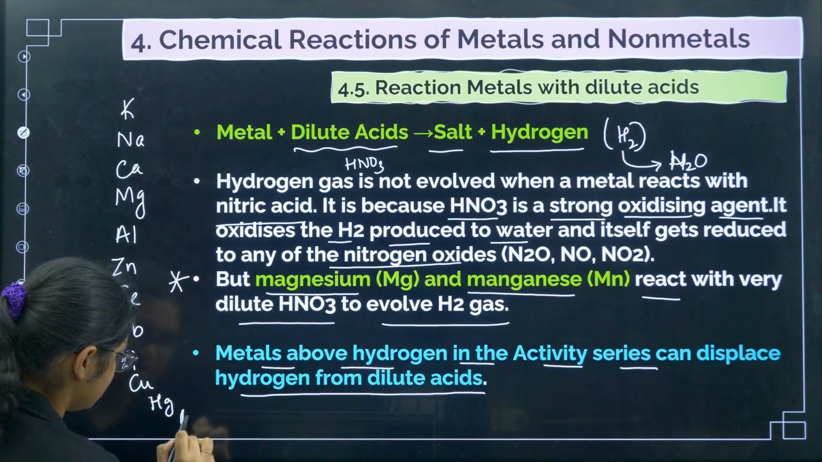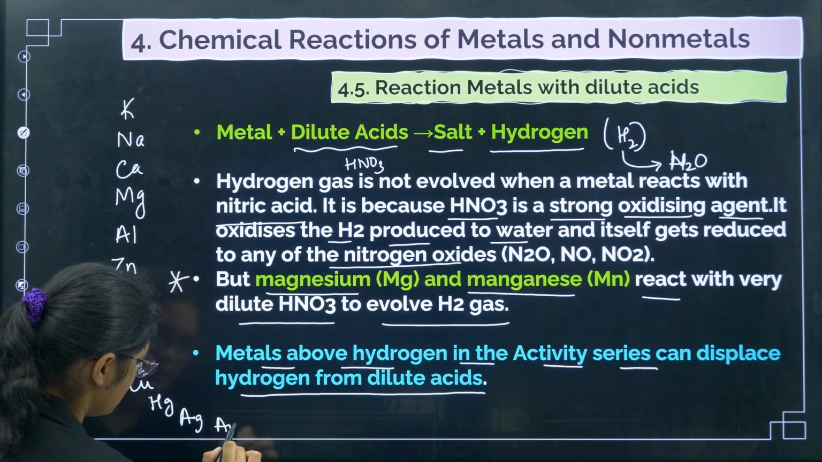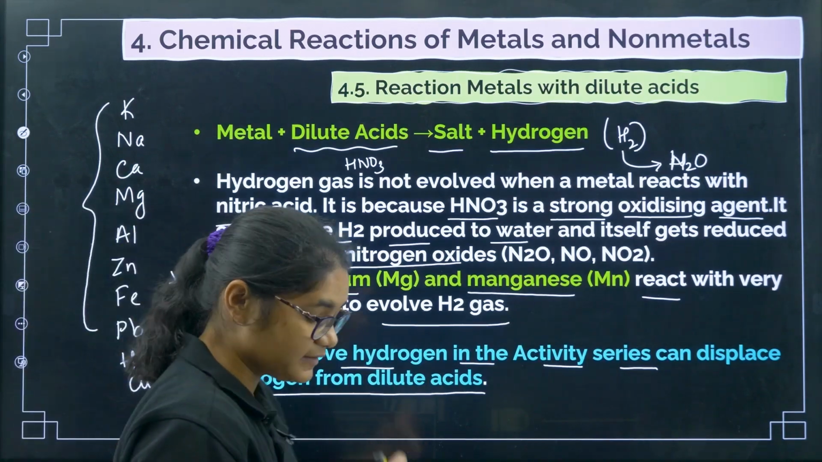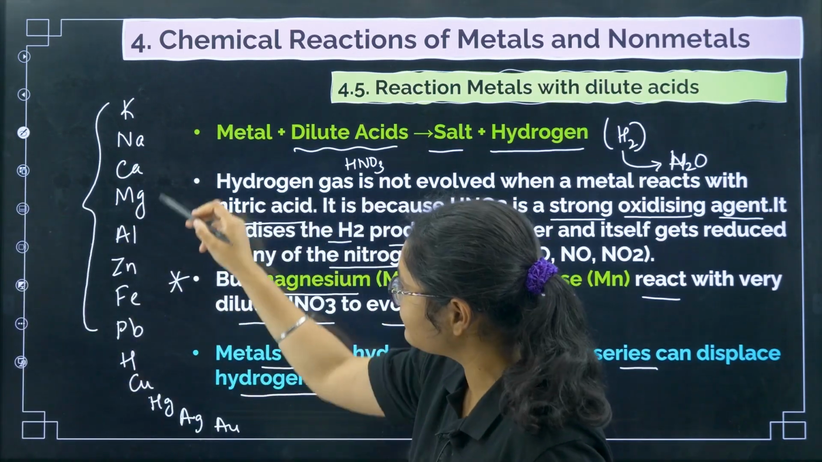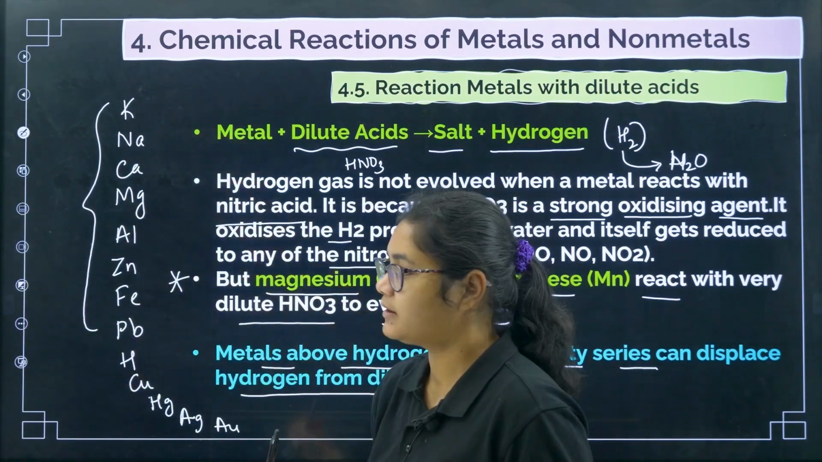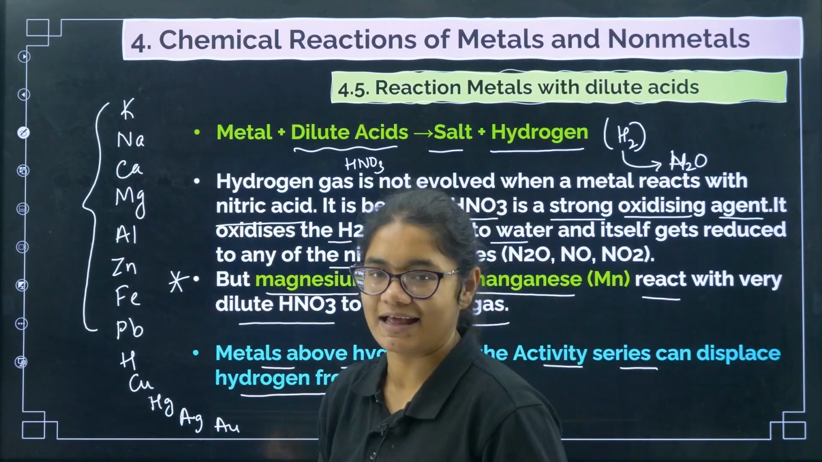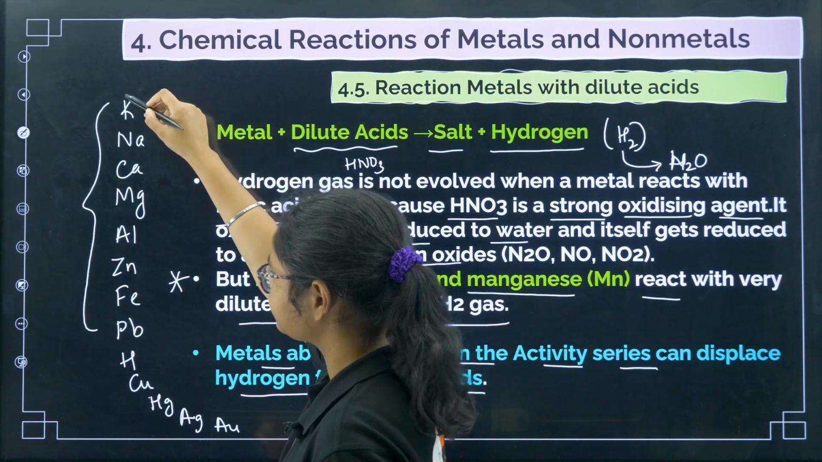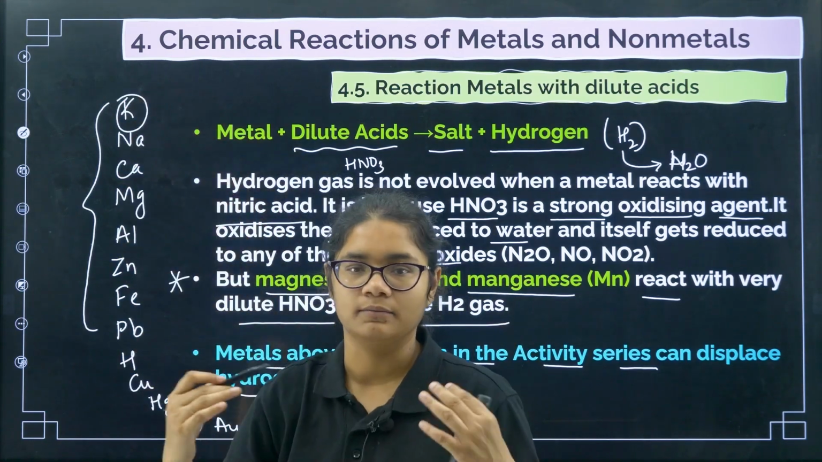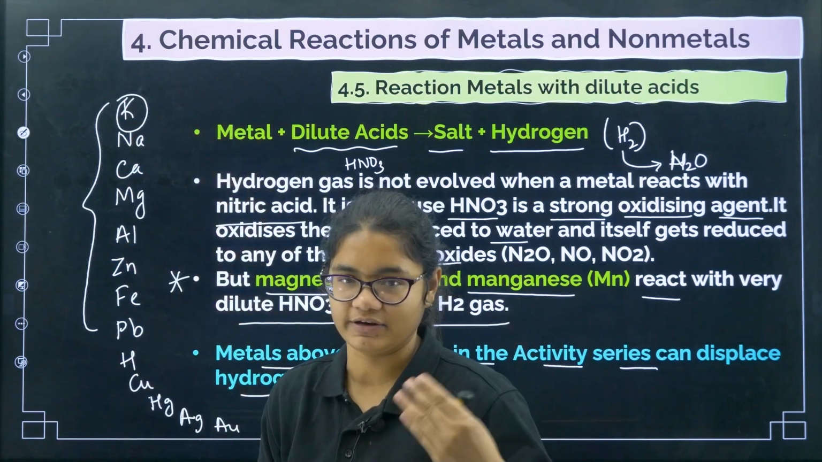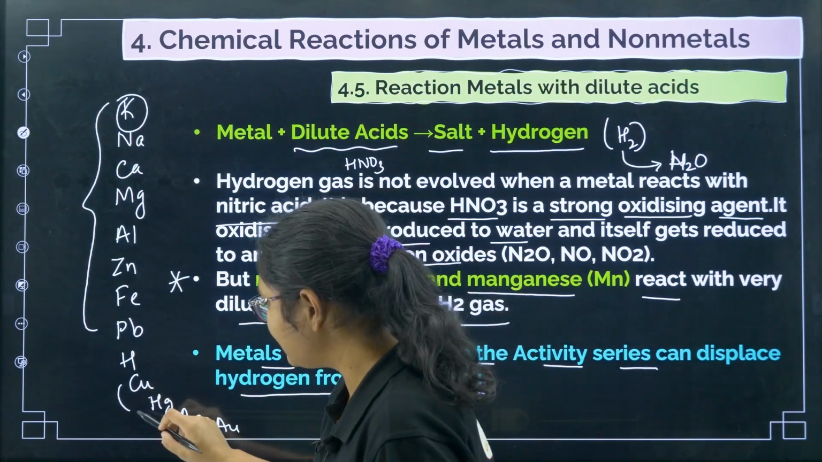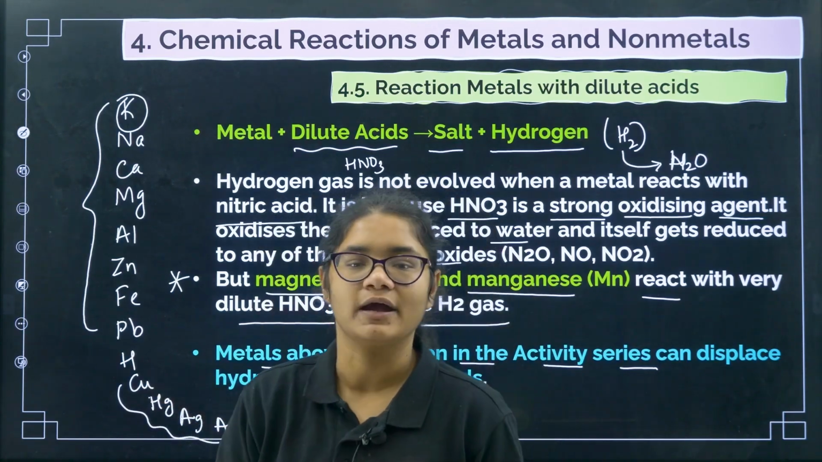Hg, silver, gold. So now what this says is that these metals which are present above hydrogen, if you take this one with any acid, for example if you treat K with acid, then you can get hydrogen gas, right? Metals plus acid will give you hydrogen gas, but these elements below hydrogen will not react with acids to give you hydrogen gas.